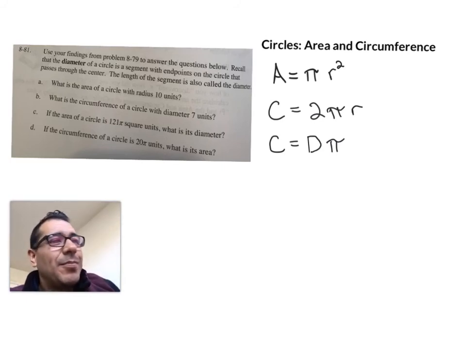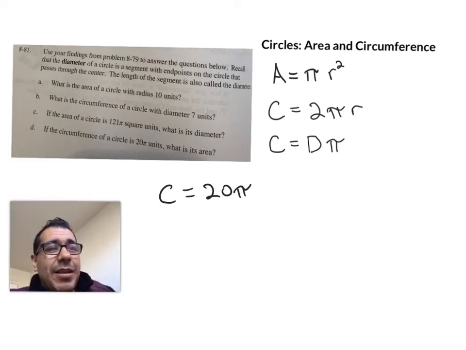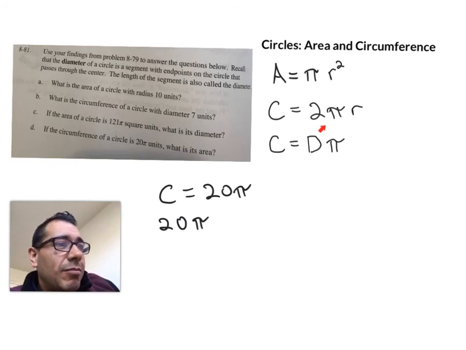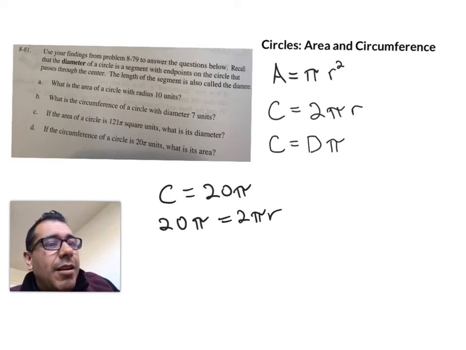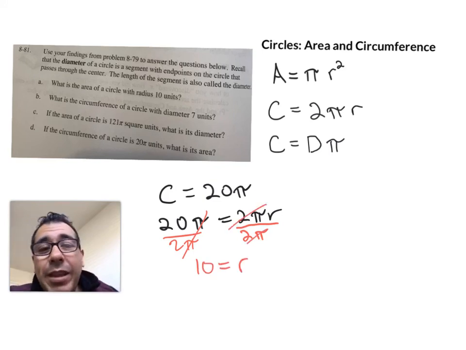All right, let's get started. Rereading this, they tell us the circumference is 20 pi units. Since that's our circumference, 20 pi is going to equal our formula for the circumference, which is 2 pi r. Doing some quick algebra, let's solve for r. Divide both sides by 2 pi. We see that the pi's cancel out, and 20 divided by 2 just leaves us with 10. So these guys canceled, and right away we have our radius.